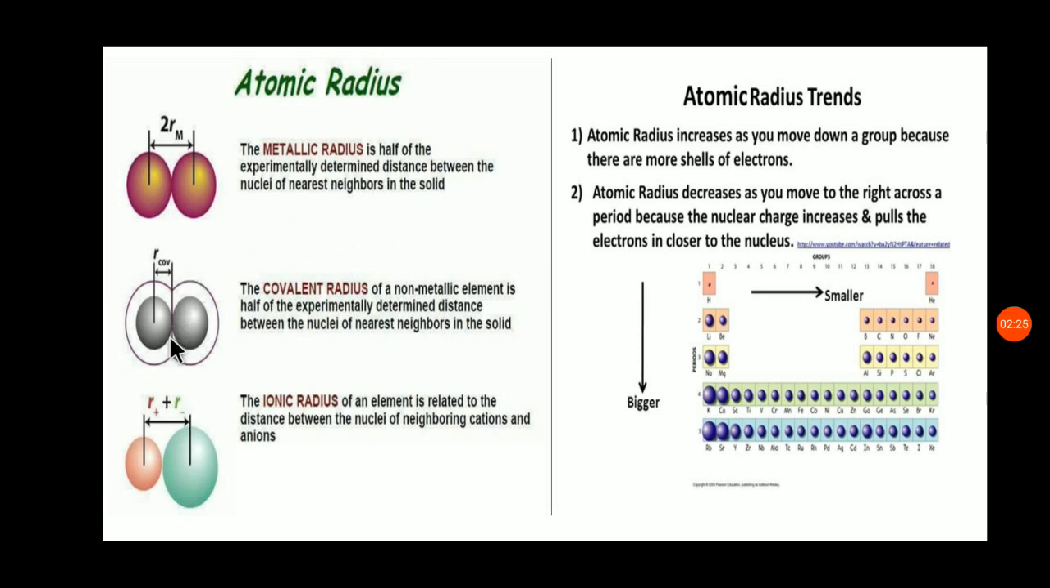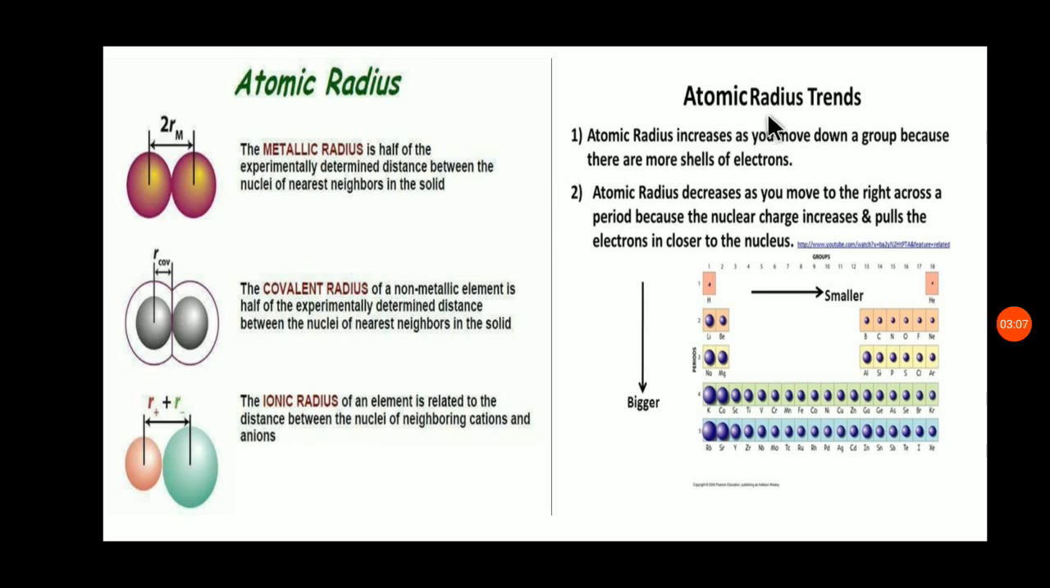The next one, covalent radius. The covalent radius of a non-metallic element is half of the experimentally determined distance between the nuclei of nearest neighbors in the solid. The last one, ionic radius. The ionic radius of an element is related to the distance between the nuclei of neighboring cations and anions. Cations mean positively charged particles, anions mean negatively charged particles.